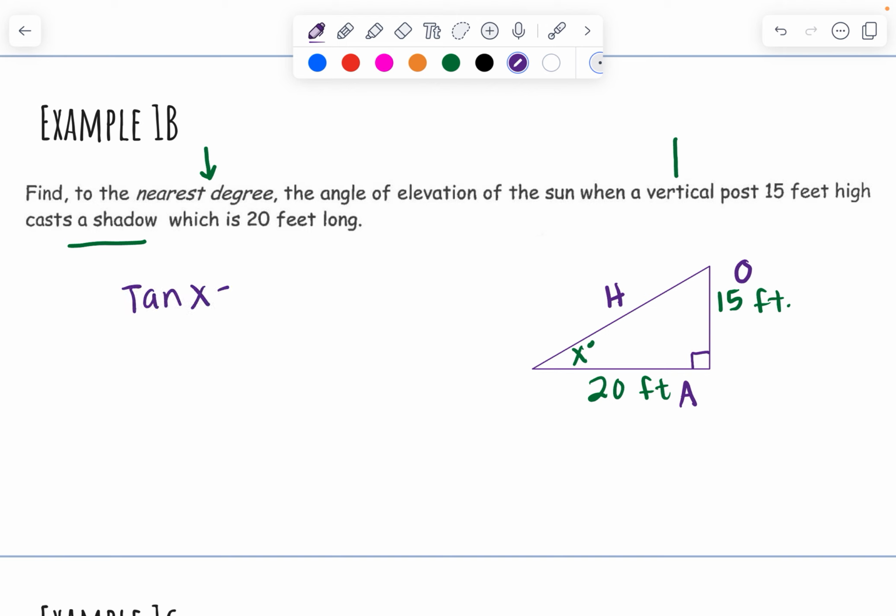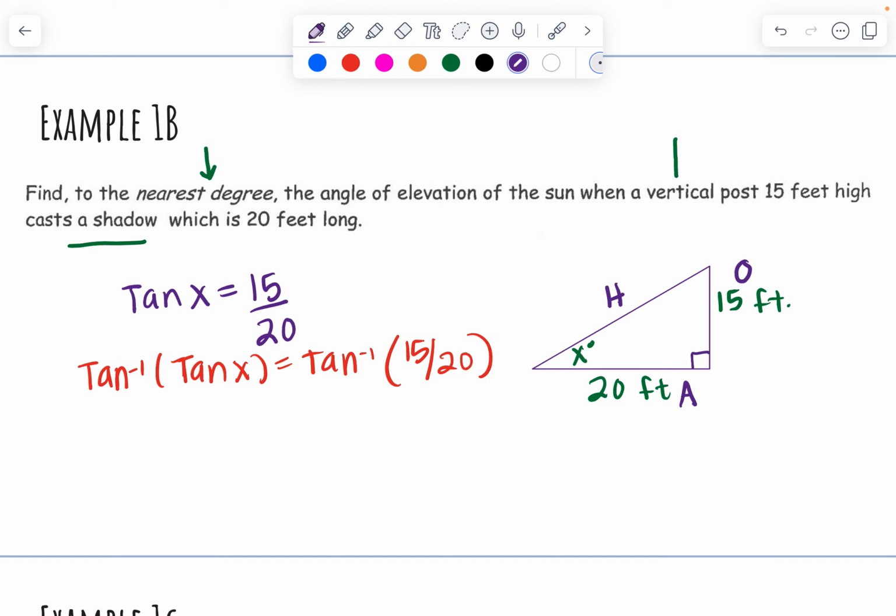So tangent of that angle is 15 over 20. And then remember to solve these, we just take the inverse of both sides. So inverse tangent of tangent x equals inverse tangent of 15/20. On the left here, the inverse tangent and tangent cancel, so we're left with x. And on the right side, if we did the inverse tangent of 15/20 and round to the nearest whole number, we would get 37 degrees.